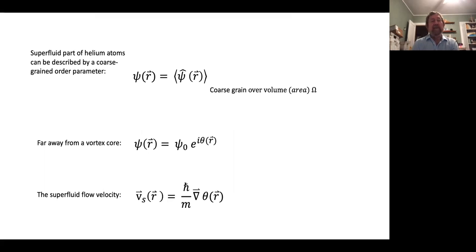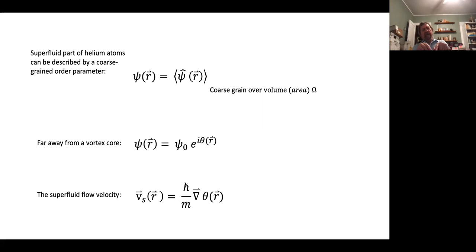And so the order parameter, the thing that measures superfluidity, is this classical variable, which you could call psi of r, which is the coarse-grained average of the destruction operator. And of course, far from a vortex core. Okay, think about it for a moment. If you have a vortex, it goes round and round some point. The fluid is circulating round and round some point.